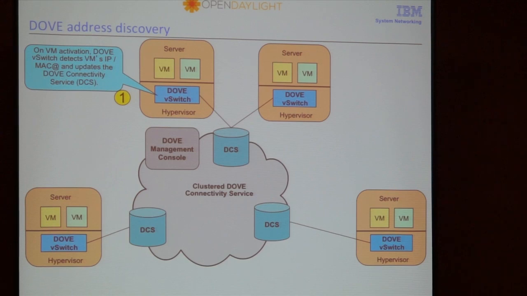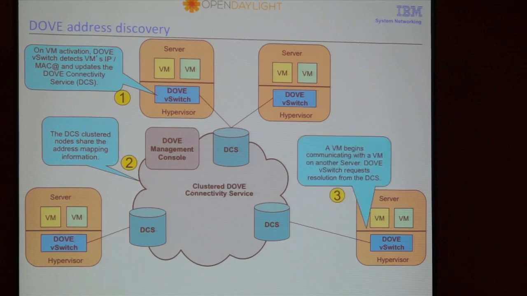Someone else mentioned gratuitous ARPing and things like that. So we use that kind of stuff also when a VM first comes online. And then the DCS basically shares the address mapping right away. So when it's pushed to one of the DCS nodes, the rest of the nodes in the cluster will learn about it very quickly. So it gets shared across the DCSs right away so that they all know about where the endpoint is.